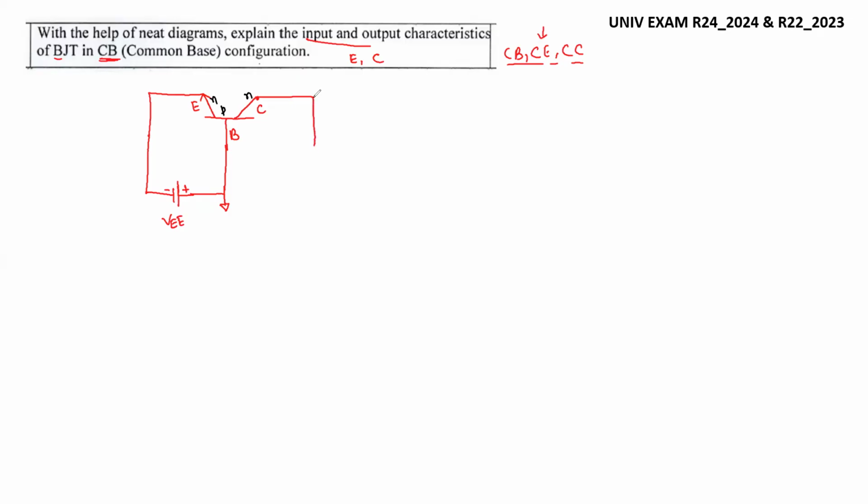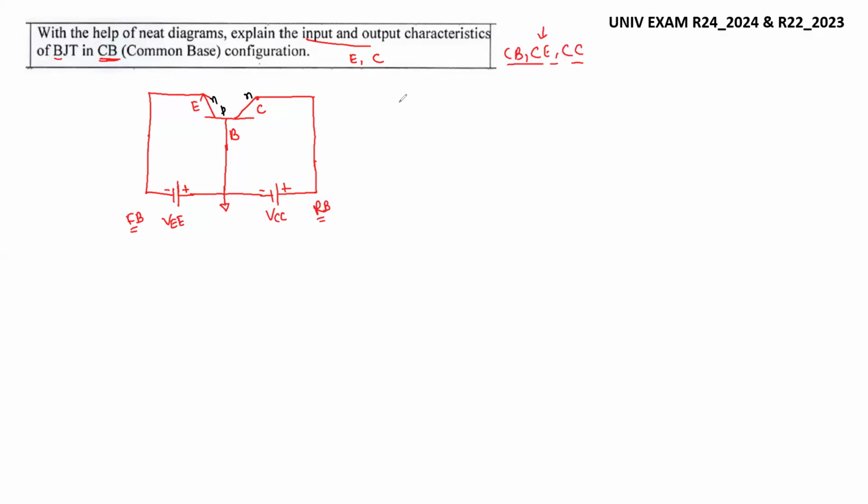Similarly, on the output side, again we give a DC supply connection here. This is not our actual signal; we are using these only for biasing. Here we have the collector terminal, which is N, so this N should be connected with the positive terminal. Then only it will be reverse biased. So negative, positive. This is VCC. So the input junction we keep forward biased, and the output junction we keep reverse biased.